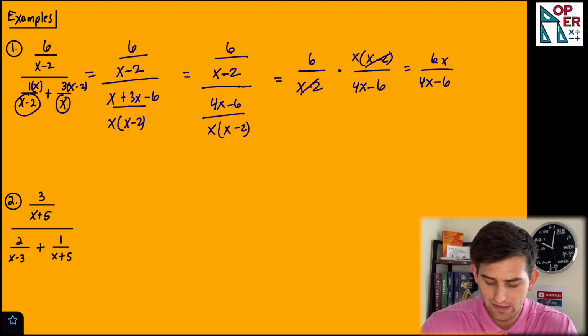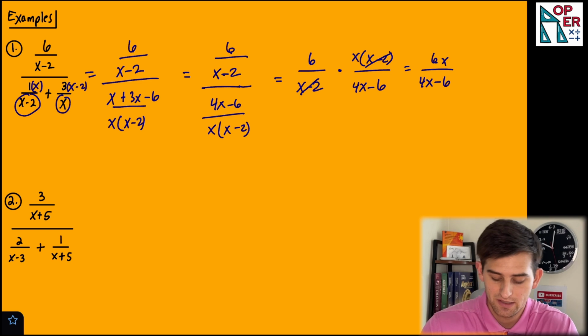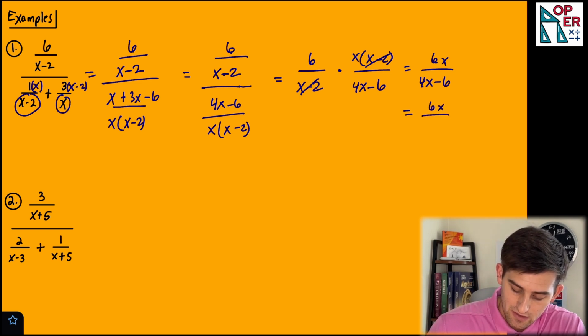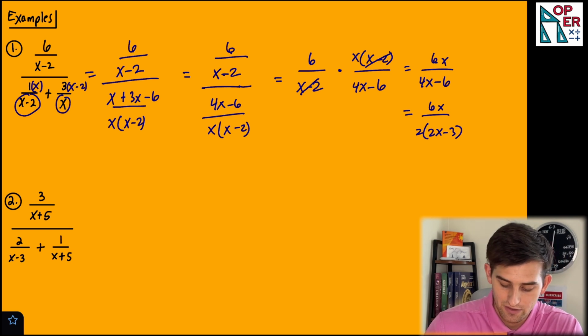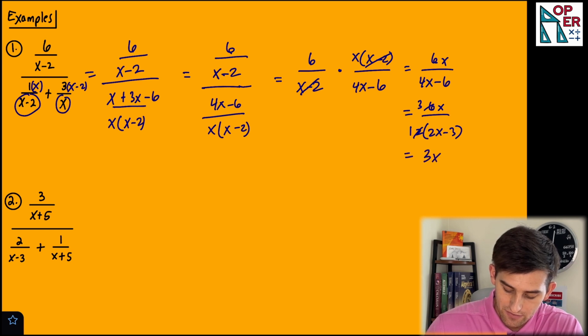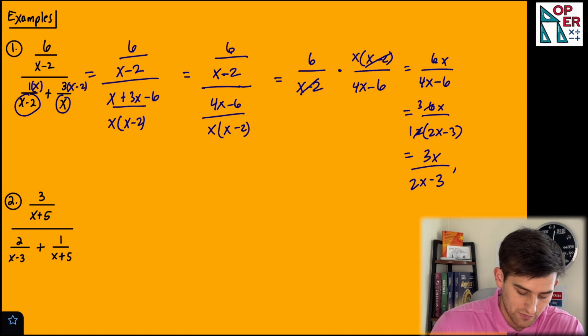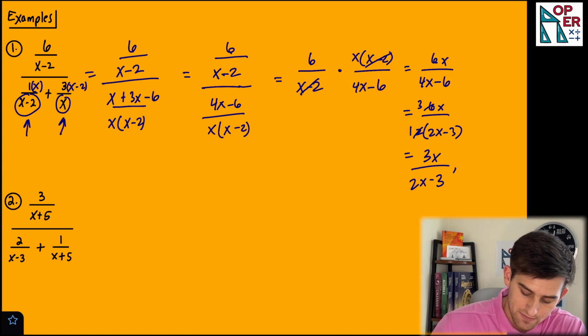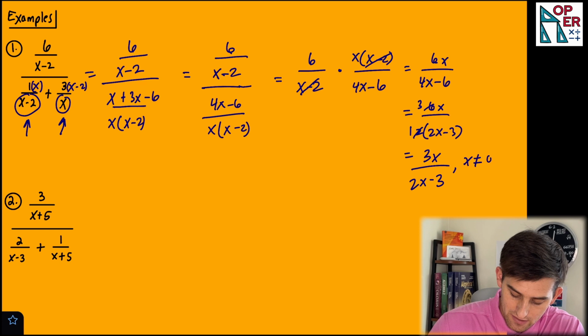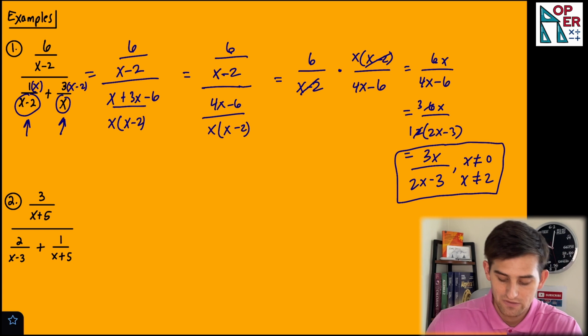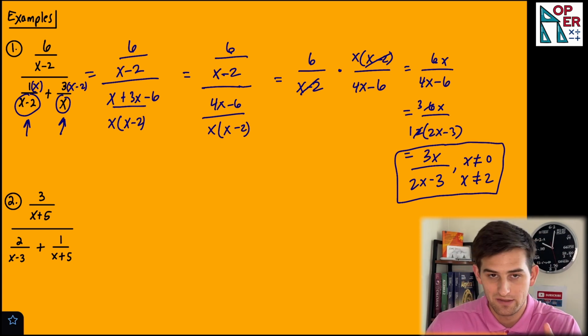And now we can simplify a little bit, because if my denominator is 4x minus 6, we could factor out a 2 from that, and we'd get 2x minus 3. And so 6 divided by 2 here, this would become 3 over 1. So now our final answer, we'd say 3x over 2x minus 3. But now remember, we have a couple x values that our denominator can't be. If we go back and look, we had x minus 2 and x. So we need to say that x cannot be 0 and x cannot be 2. Okay, so that'd be our final answer for number one using method number one.